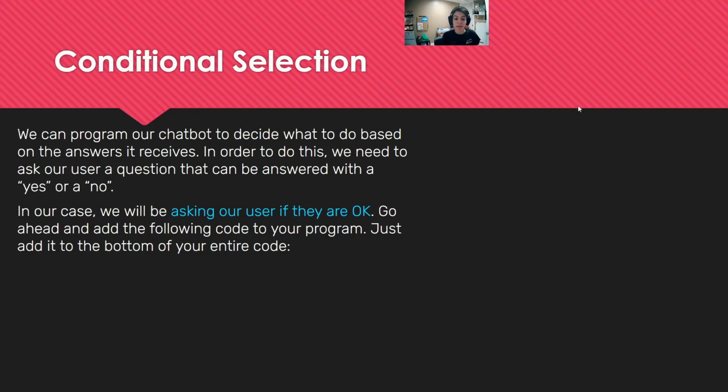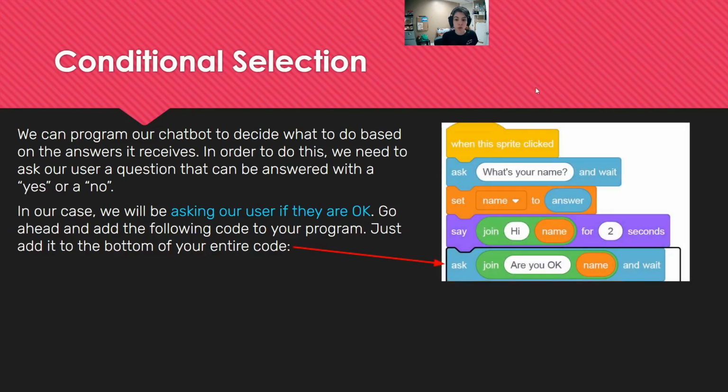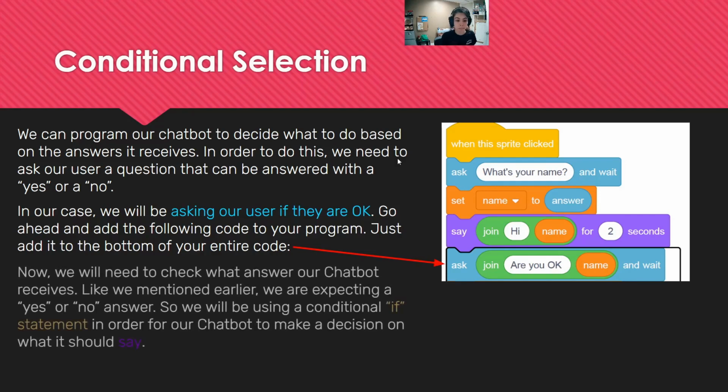Go ahead and add the following code to your program, just add it to the bottom of your entire code. So we're going to add on to ask and concatenate a sentence, "Are you okay?", plus the name variable. Now we'll click to check what answer our chatbot receives.